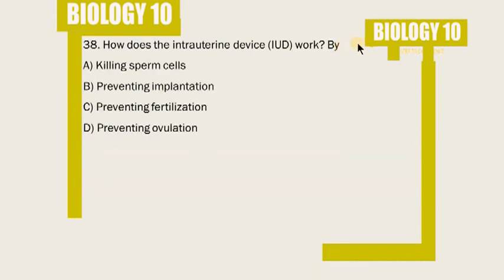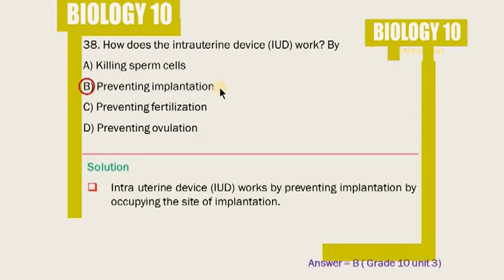Question 38. How does the intrauterine device work? A. Killing sperm. B. Preventing implantation. C. Preventing fertilization. Or D. Preventing ovulation. The answer is B. By preventing implantation. The IUD works by blocking the site of implantation.